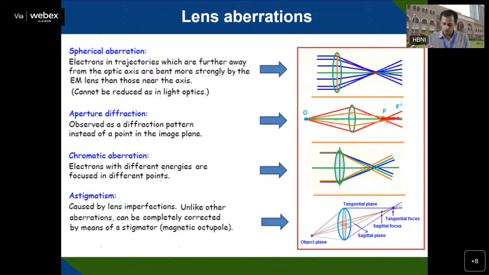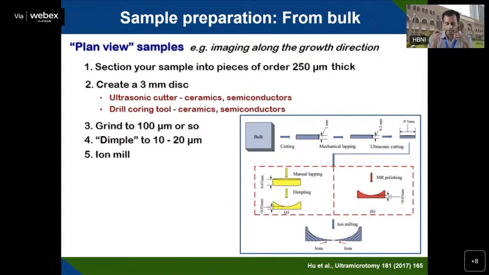So all of them have to meet at a single point to get a better, high-resolution, corrected image. Or you have chromatic aberration, where instead of meeting on the same line, electron beams of different energy are focused at different points. Then there is astigmatism, where you have a focal plane, a tangential focal plane, or a sagittal focal plane, and they meet at different points. So you get different errors in electron microscopy imaging. Nowadays all these things are taken care of using modern lens corrections, and you can overcome those and get a better image.